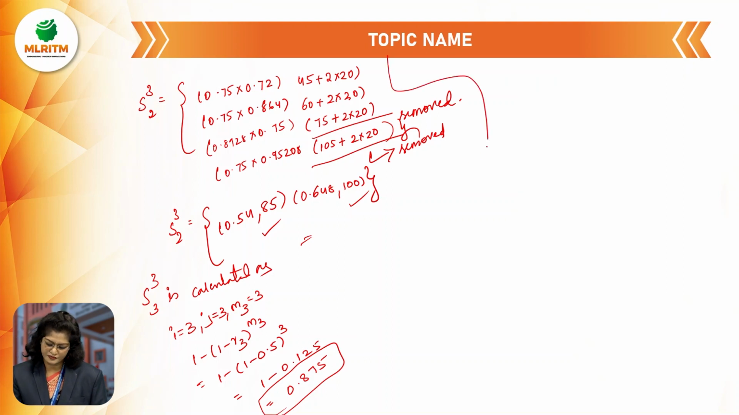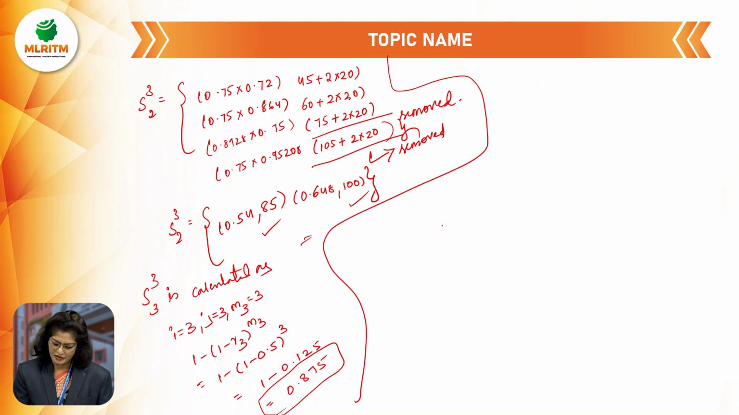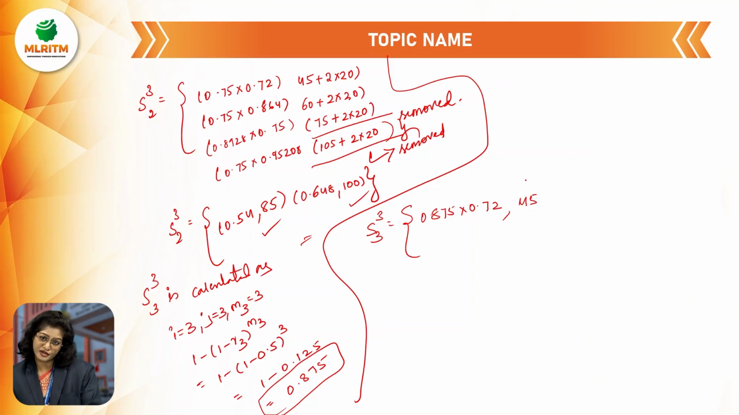All right. Now S3 is calculated. All that again we need to calculate. 0.875 into 0.72. Now tell me, students, 45 plus 3 into 20. What I told, for 1 copy 1, 2 copy 2, now 3 is what? 3 copy. Plus 3 into 20. Next 0.875 into 0.864. 60 plus 3 into 20.